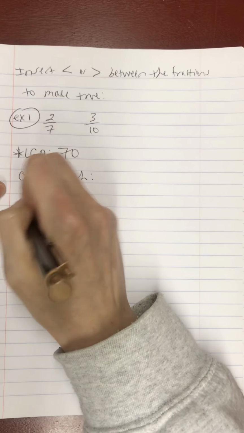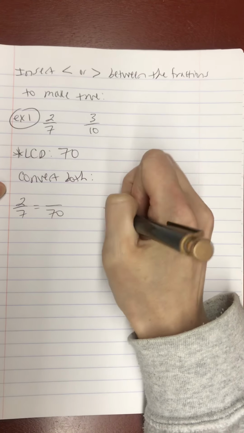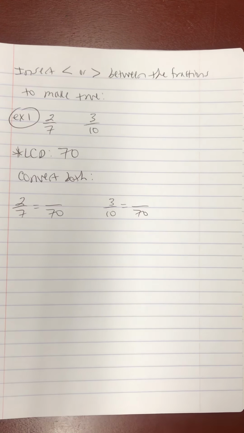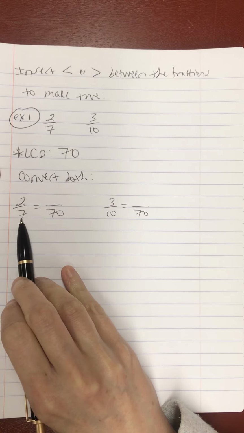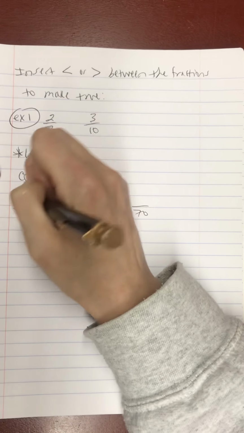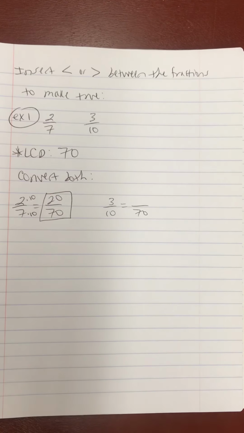So 2/7 equals something over 70, and 3/10 equals something over 70. And so we're going to multiply. What do we multiply 7 by to get 70? Times 10. So we have to do that on top. Times 10. 2 times 10, 20. So this fraction is 20/70.